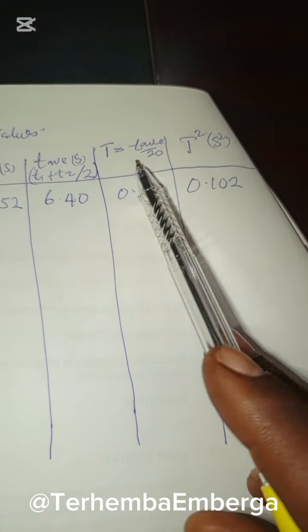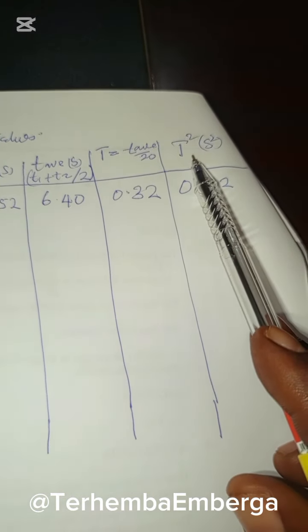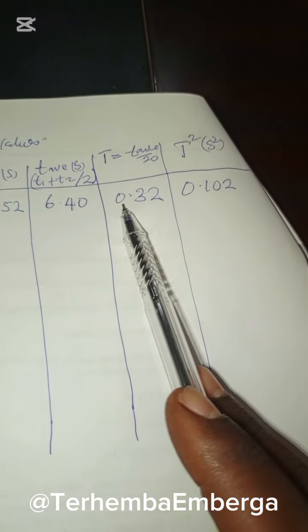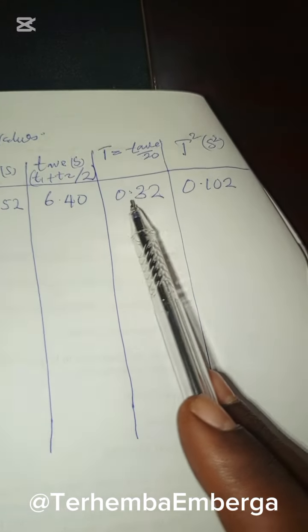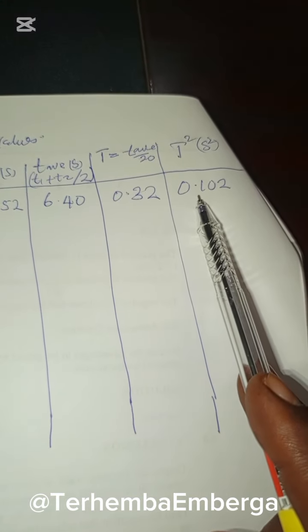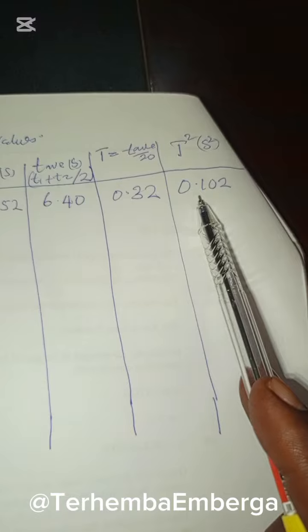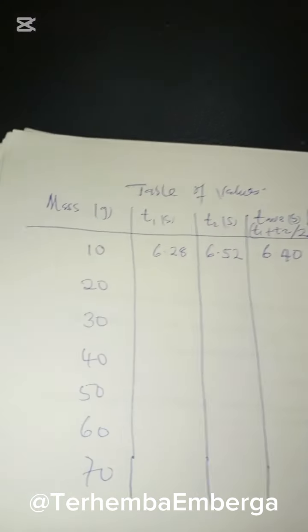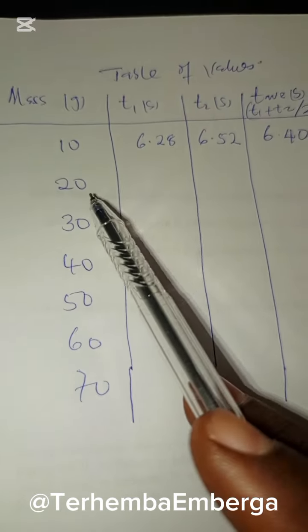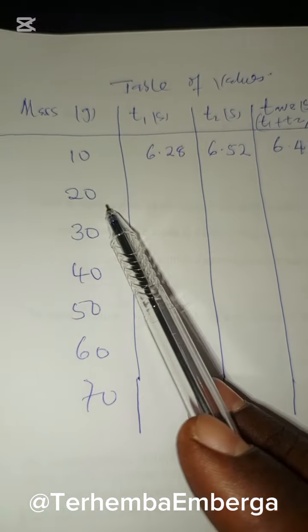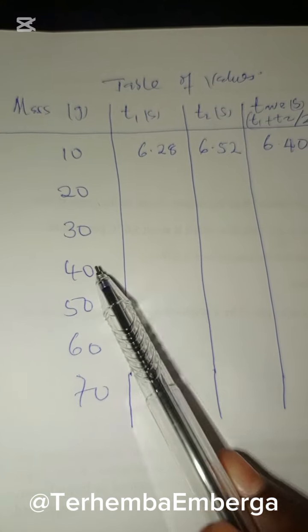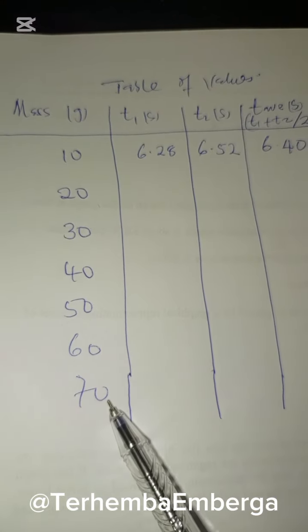And then to get the square of the period, you simply multiply 0.32 times 0.32, which will give you about 0.102. And you repeat the same steps or procedure for this mass, for 30, for 40, for 50, 60, 70.